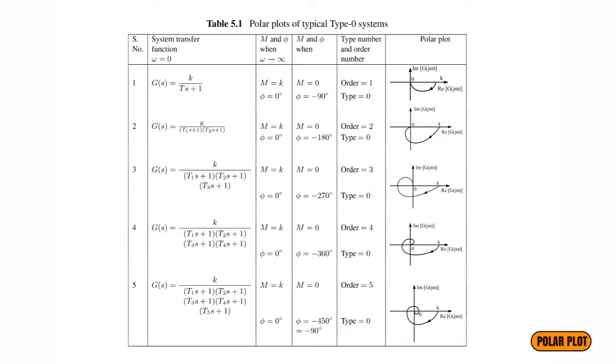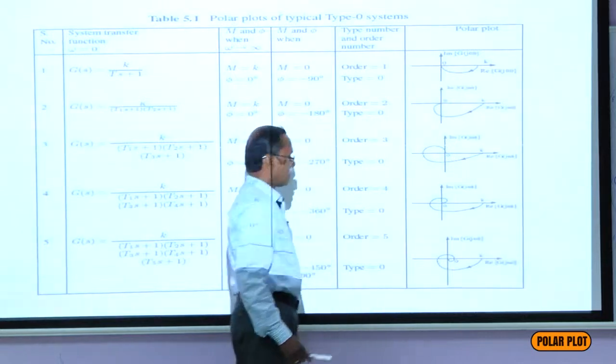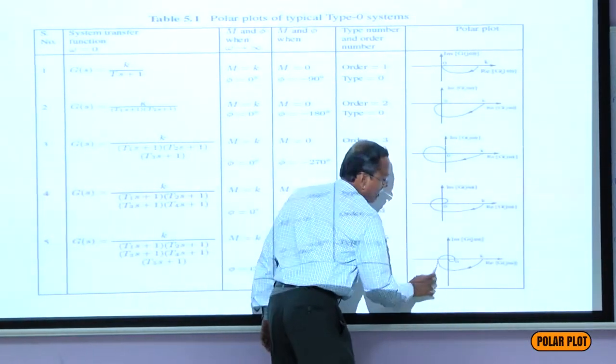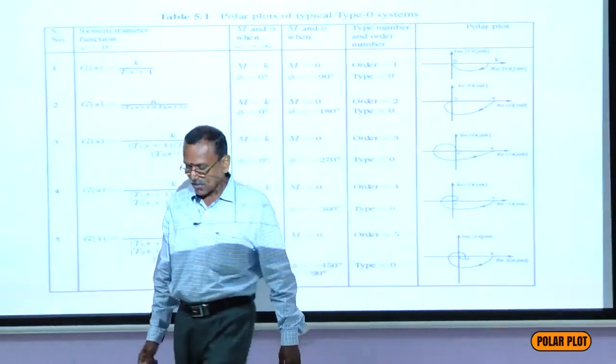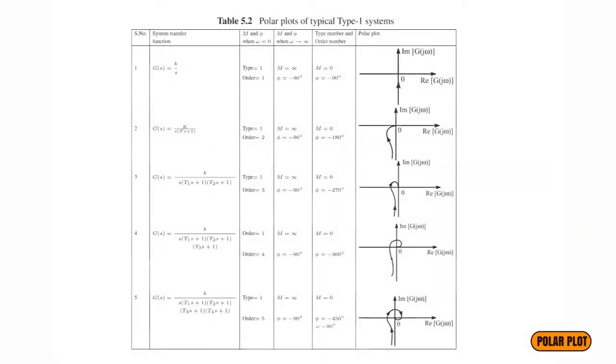Here all are type 0 systems. Type 0 system first order starts here and ends here. Type 0 second order. Type 0 third order. Type 0 fourth order. So this way it will end. Type 0 fifth order. So this way the polar plot will appear. If it is a type 1 system, always it comes from infinity at an angle minus 90, and if it is type 1 second order, type 1 third order, type 1 fourth order, like that.